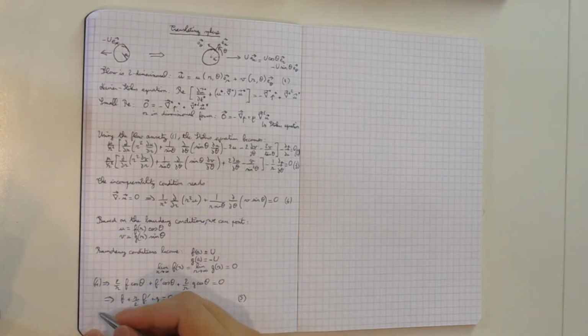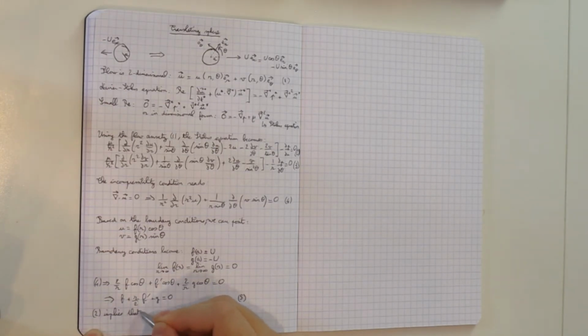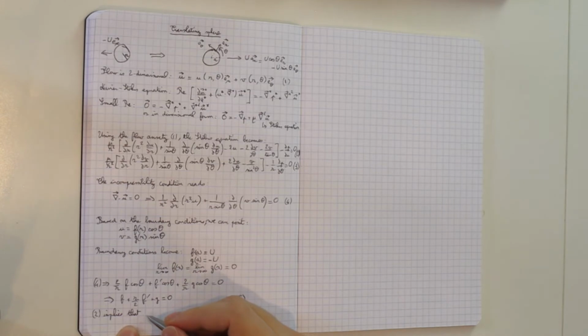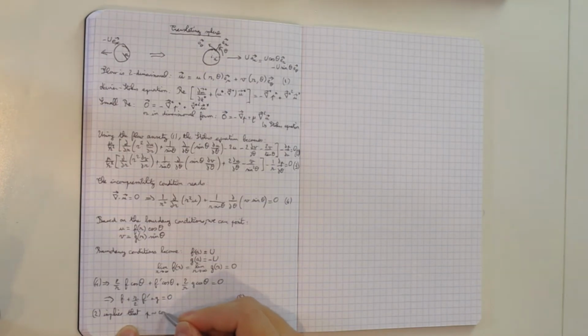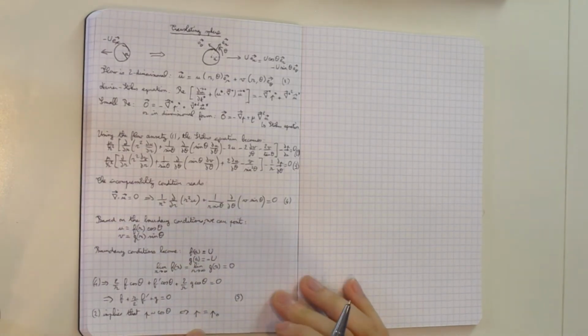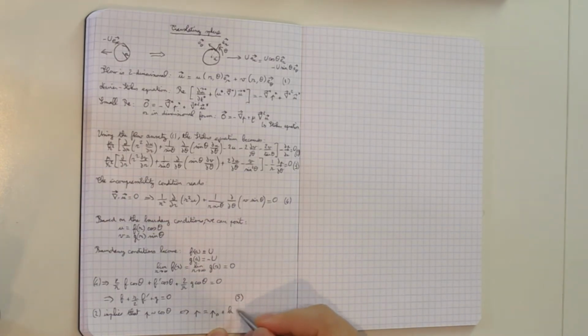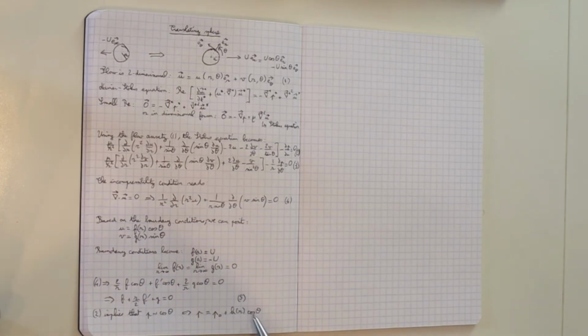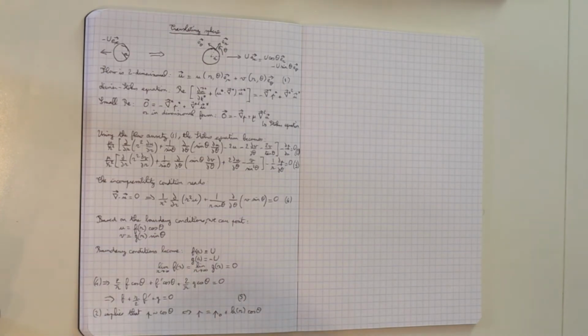And so what we are going to say is that 2 implies that p or dp by dr is proportional to cos theta, but I'm going to say that p is proportional to cos theta. And in that case, I can write that the pressure is a constant, p0, plus h of r cos theta. I'm introducing a new quantity here, h of r. Okay, and that is essentially going to be my ansatz. I'll plug that into equation 2 and equation 3, and I'll see what these equations become.